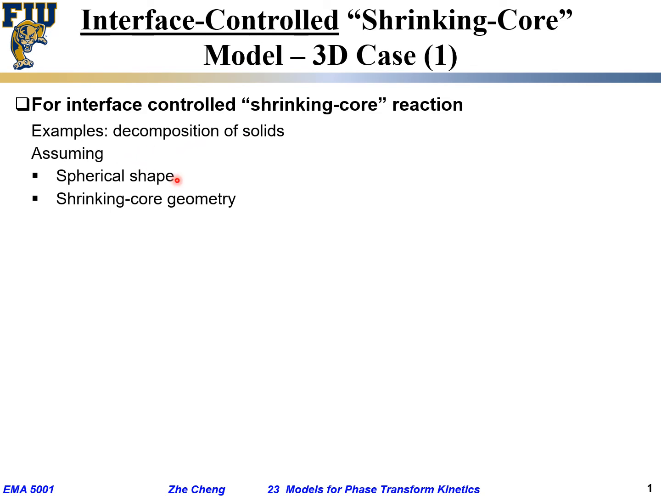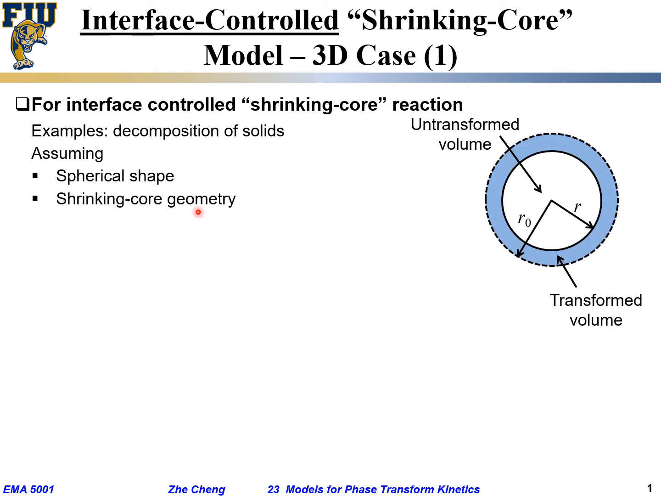And the assumptions are, for simplicity, a 3D spherical shape and shrinking core geometry, which is what we illustrated here. In the center, the white portion is the untransformed volume, while the spherical shell represents the transformed volume, and the initial radius is R0, and the current radius for the untransformed would be R, okay?